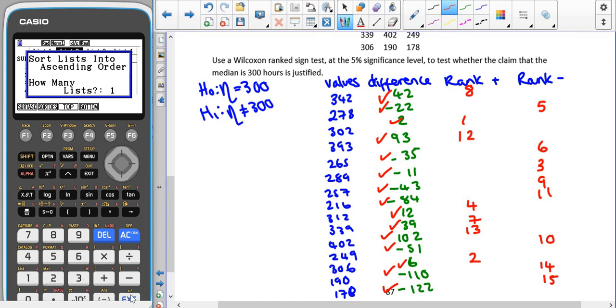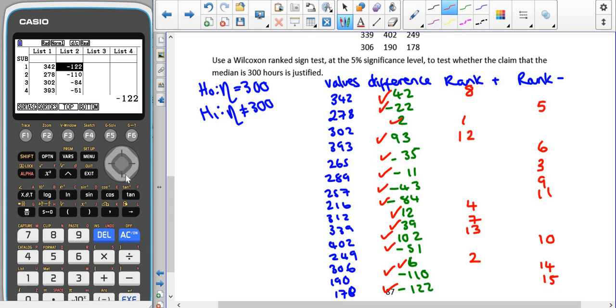Which list do I want to do? List 2. And it comes up like this. Now the issue with this is that it hasn't taken the sign into account. So you could, if you wanted to, take all the negatives off first, and then you'll have to refer back to your data to see which was negative and which were positive. But it's just ways that you can try and help yourself with the ranking.